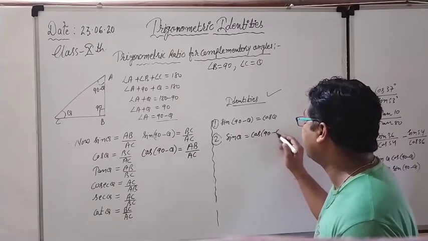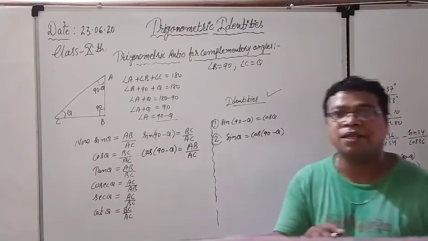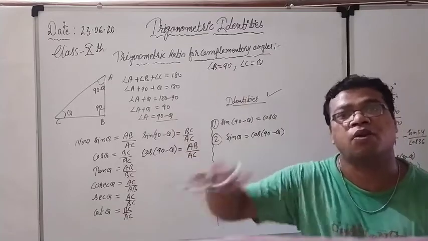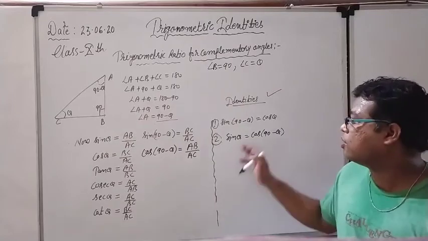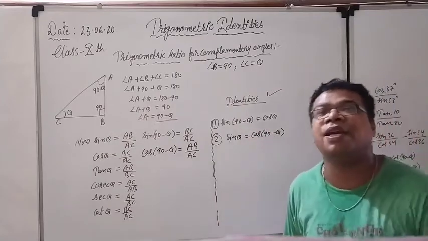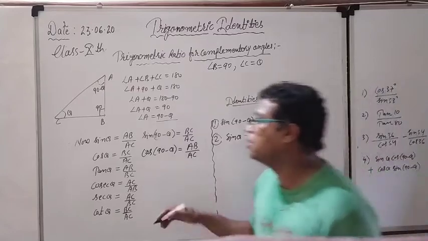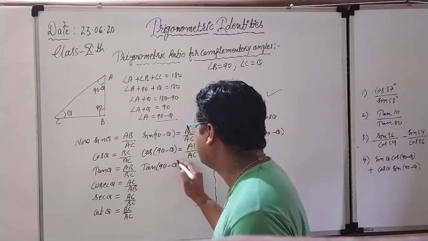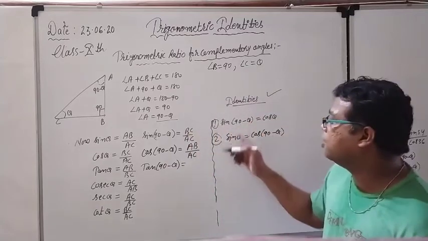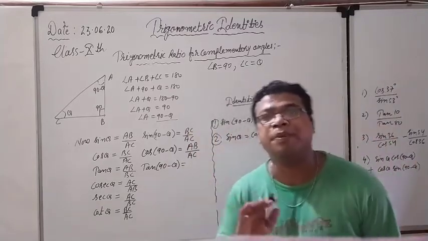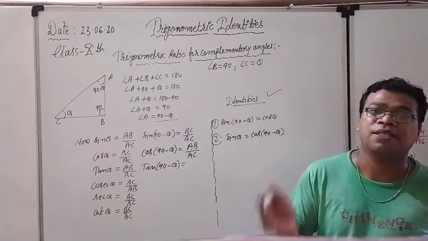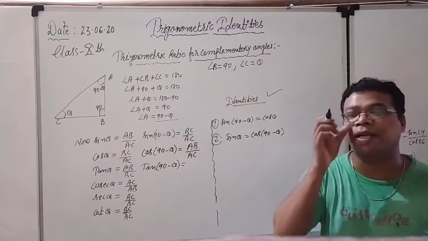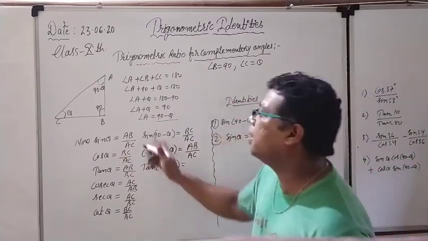Means both are complementary to each other. Sin theta is equal to cos 90 minus theta. A sin theta can be written in the form of cos 90 minus something. Same like that, cos theta can be written as sin 90 minus theta. So these are the two things. Next we are moving to tan 90 minus theta. So you can understand that there is a relation between sin and cos, and they are complementary to each other. Okay, sin theta can be written as cos 90 minus theta, and cos theta can be written as sin 90 minus theta. Right now, see the next thing, tan 90 minus theta.